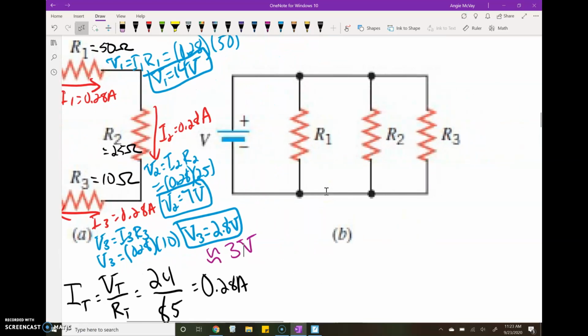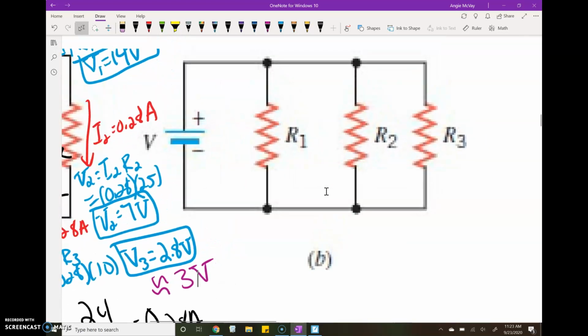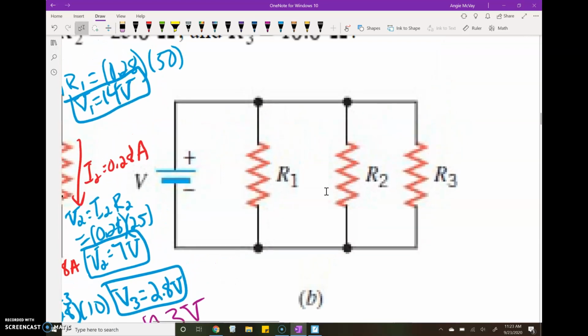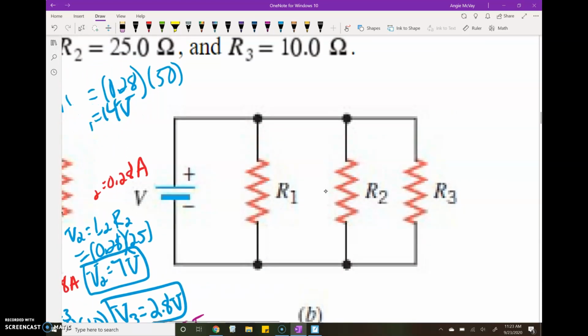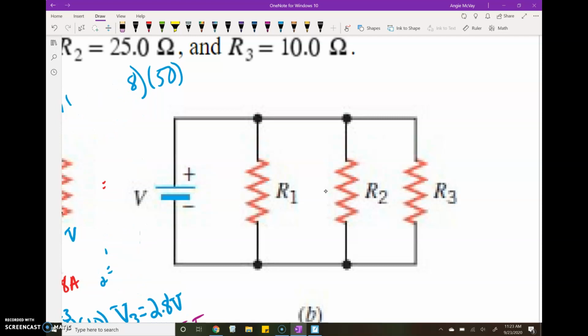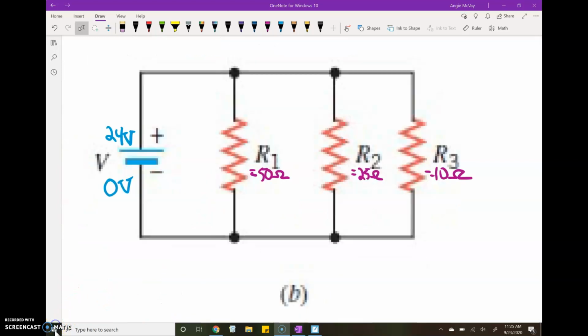All right, I'm going to zoom in over here, and I'm going to erase some of this to take a look at our parallel circuit. All right, so I've gone ahead and filled in the values for the resistances. We've got our same 3 resistors in parallel now, and we can visually see that they're in parallel.